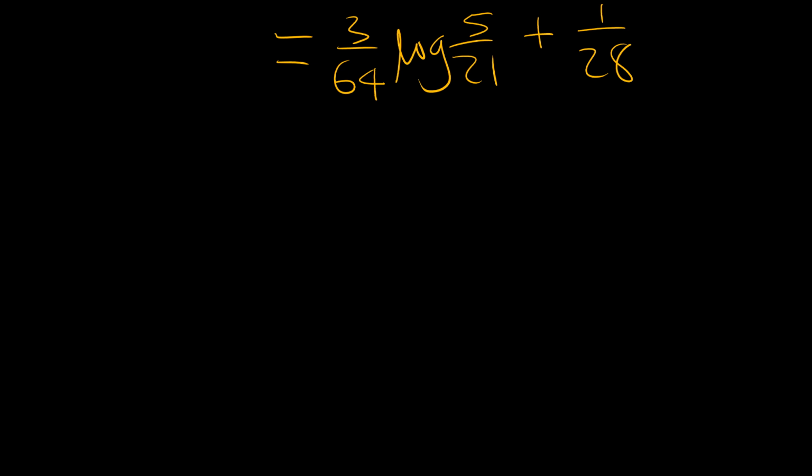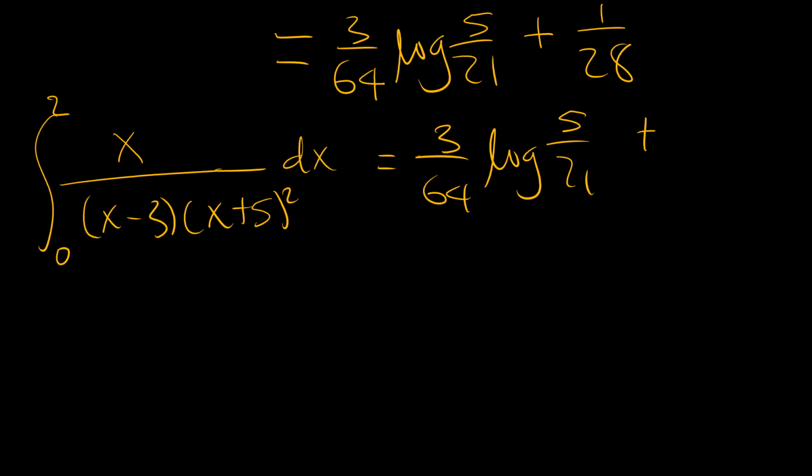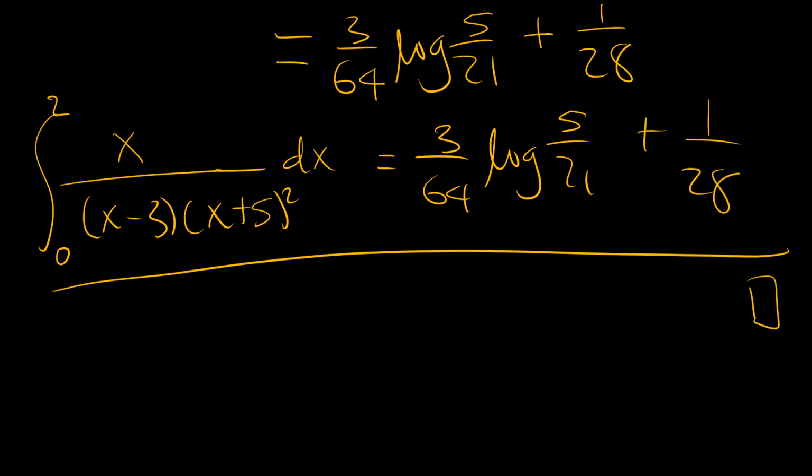So quite an interesting problem, but we can say that our integral from x equals 0 to 2 of x over (x minus 3)(x plus 5) squared equals 3 over 64 natural logarithm of 5 over 21 plus 1 over 28. And that, ladies and gentlemen, is our answer.